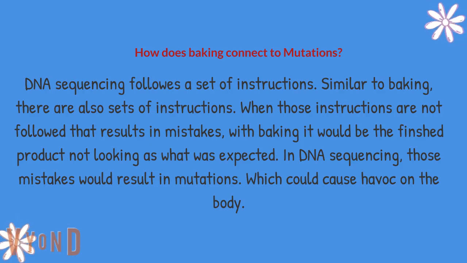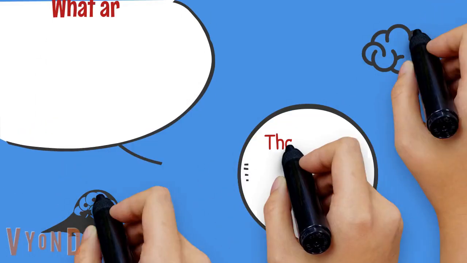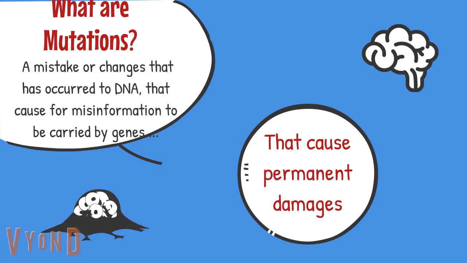Okay, so you're probably thinking, how does this connect to mutations? DNA sequencing follows a set of instructions similar to baking. There are also a set of instructions. When those instructions are not followed, that results in mistakes. With baking, it would be the finished product not looking as one would expect. In DNA sequencing, those mistakes would result in mutations, which could cause havoc on the body.